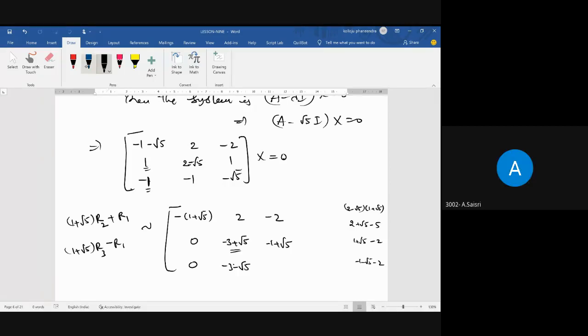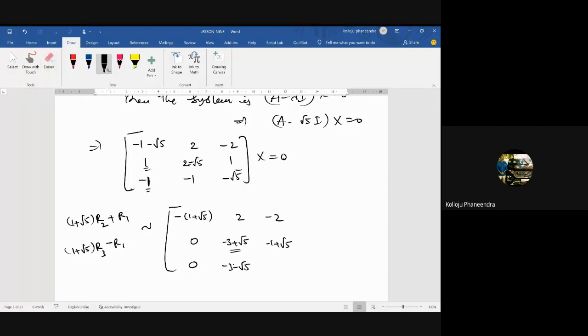Sir, plus R1 also is there, no, sir? 1 plus root 5 into R2 plus R1. Right, I did only the first one, right? Minus R1 means what? Here, my plus R1. Correct? Now, just wait. Once again, I will do. If anyone did, please tell me directly.